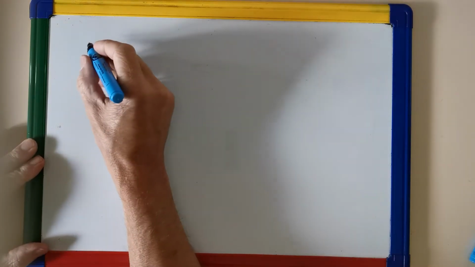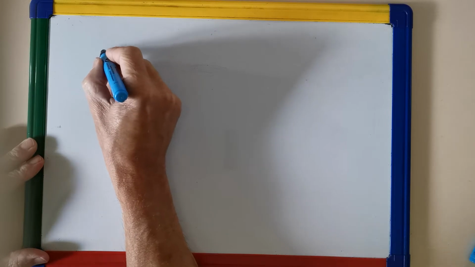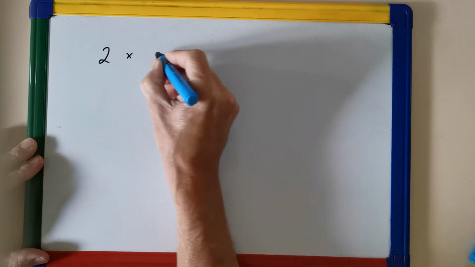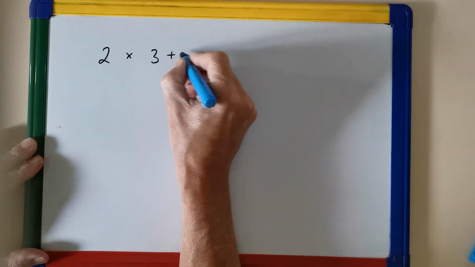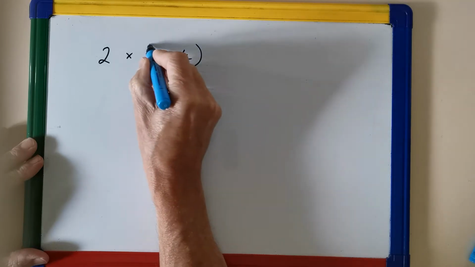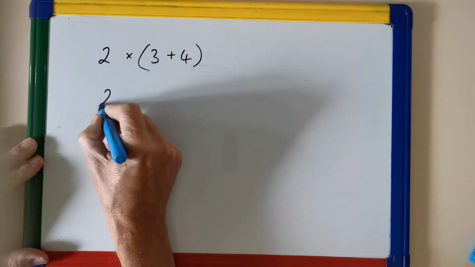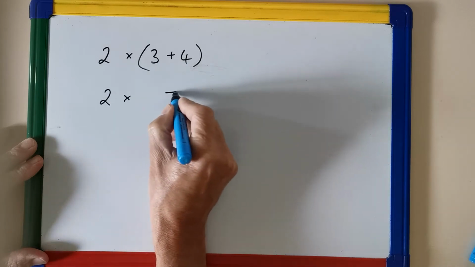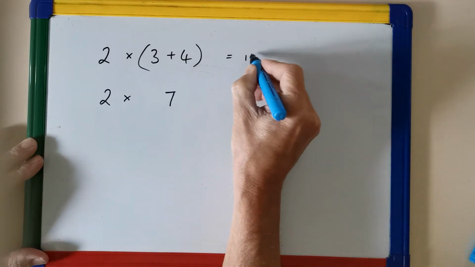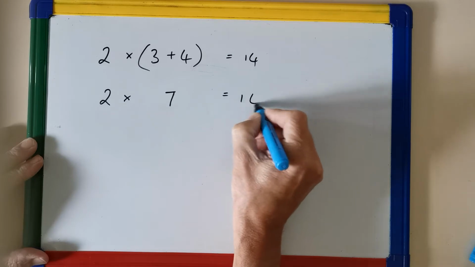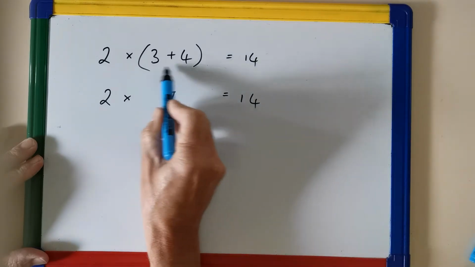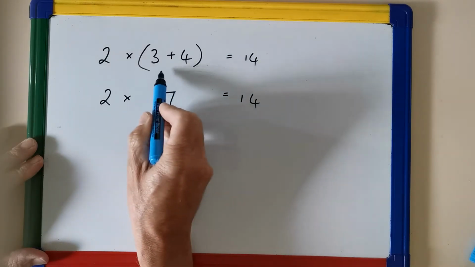And the other thing we need to remember is that you must do the brackets first. So just like in regular mathematics, if we have 2 times 3 plus 4 with a bracket around the 3 plus 4, then we have to do this first. So this is really 2 times 7. So both of those equal 14. So what's within the bracket must come first.